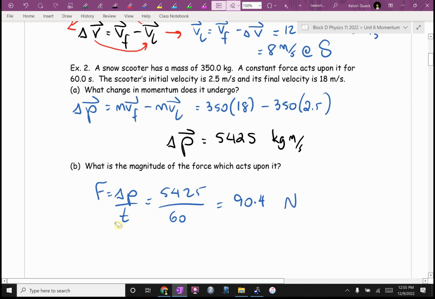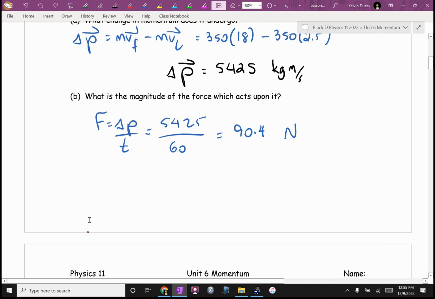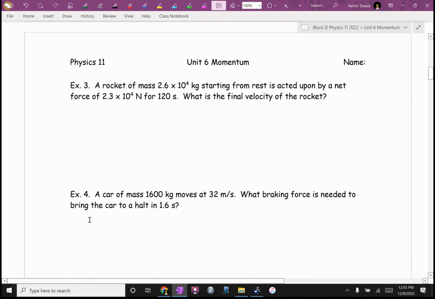So here is yet another equation for force. Do I need to memorize it? I think I can derive it when I need it. Okay? Ooh, let's kick it up a notch. Example 3. Let's do a little rocket science.